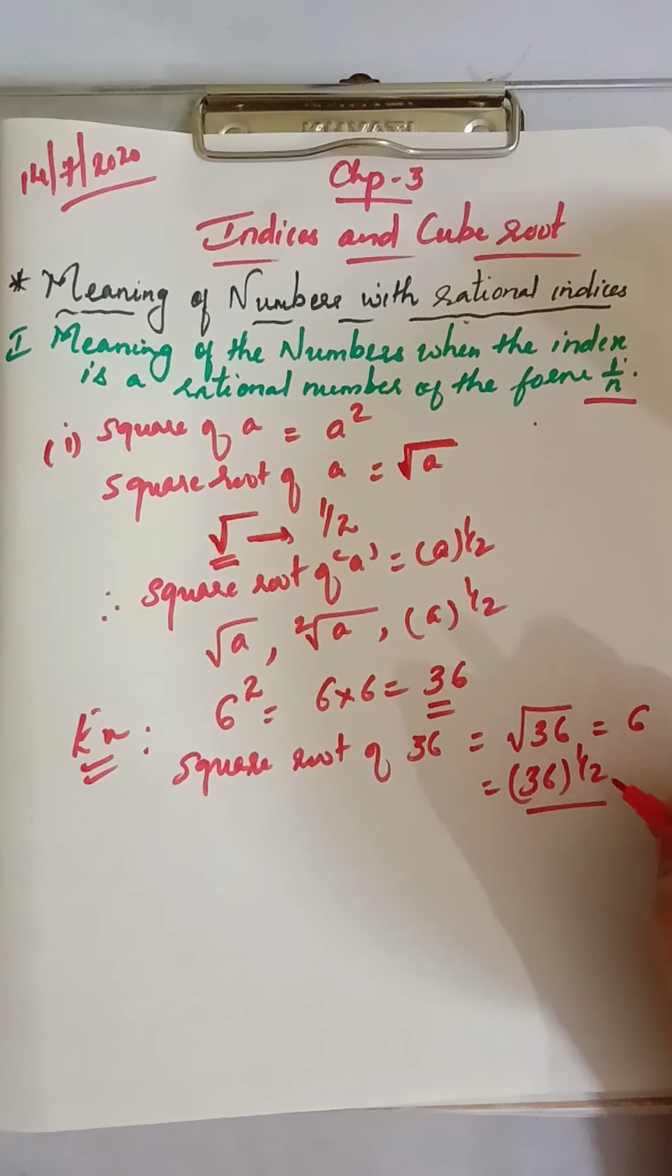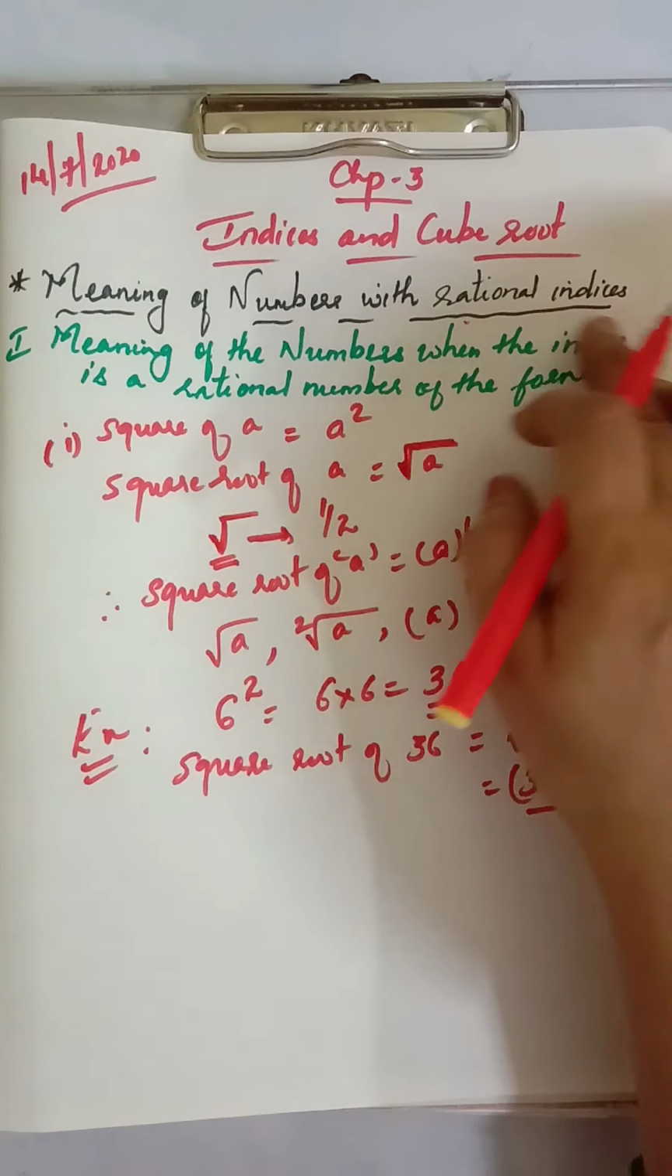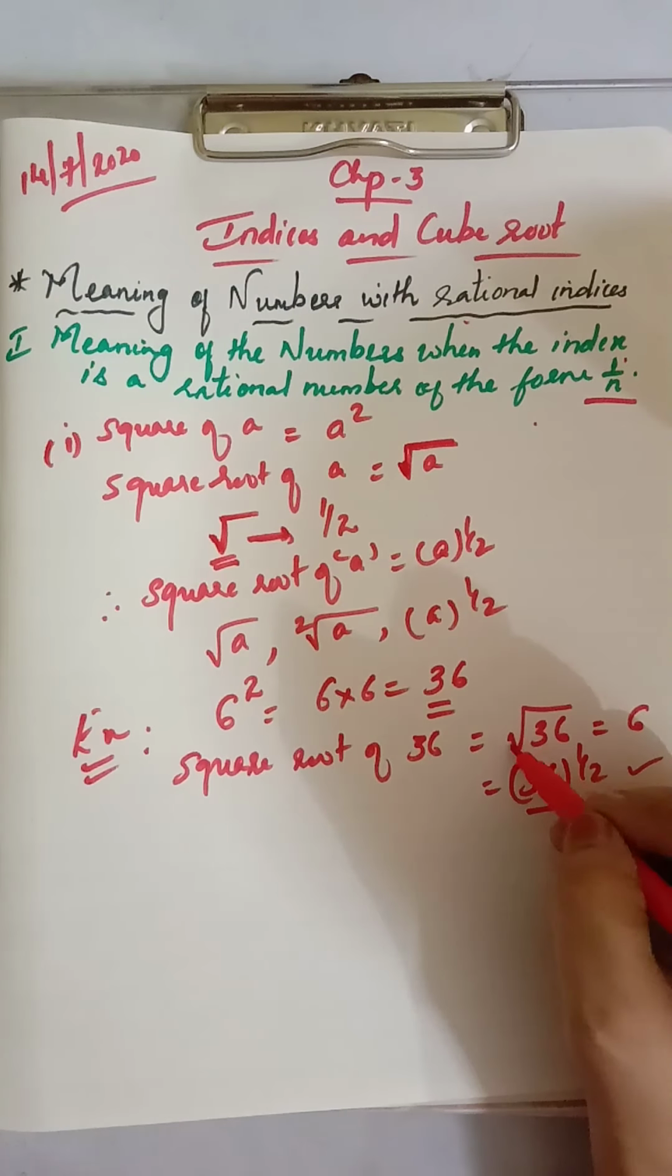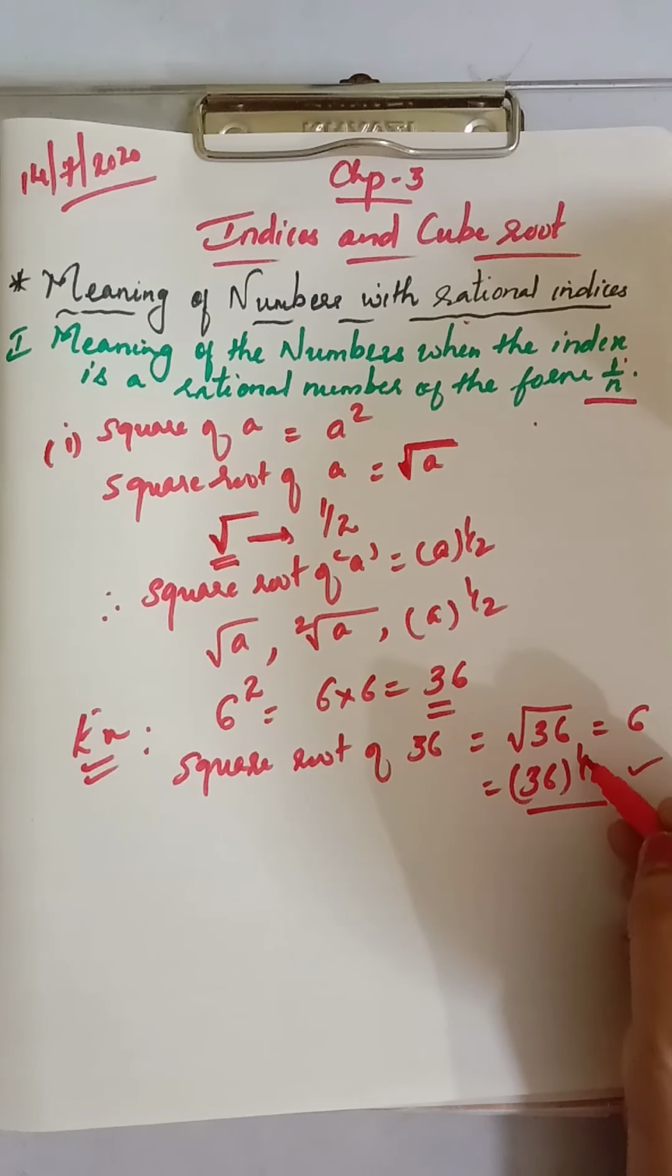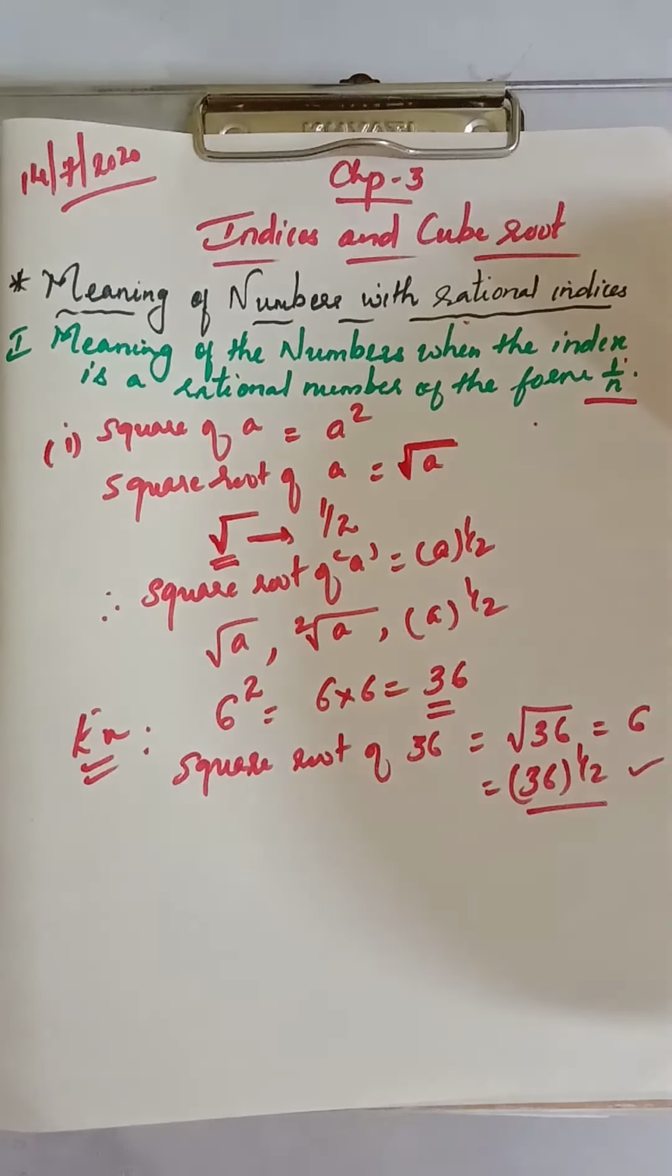Now we'll be using the form of a fraction here, because here they have asked us to use the form of rational indices. So you can use the radical sign, no problem, but then we can express this radical sign as 1 upon 2.